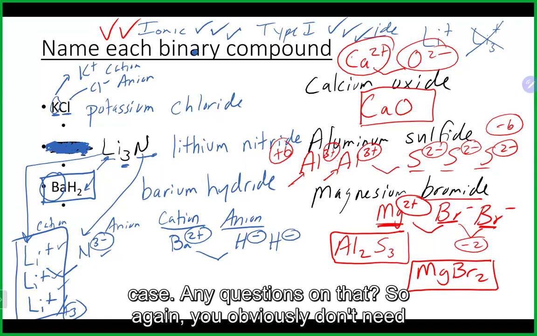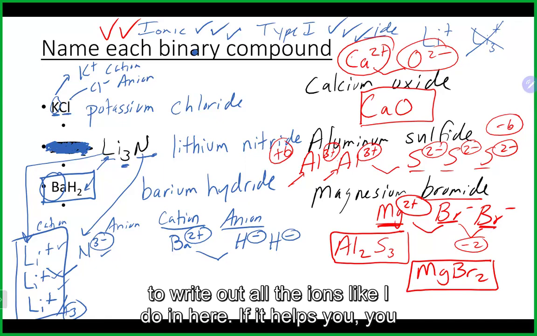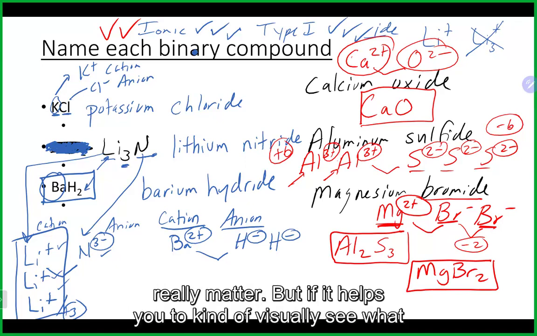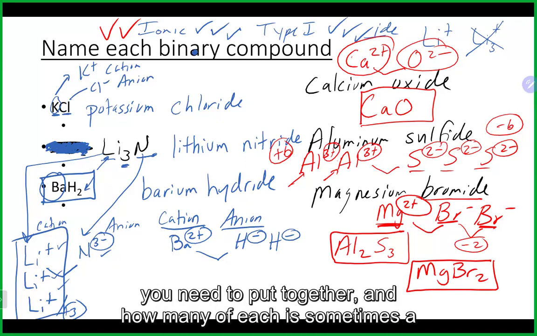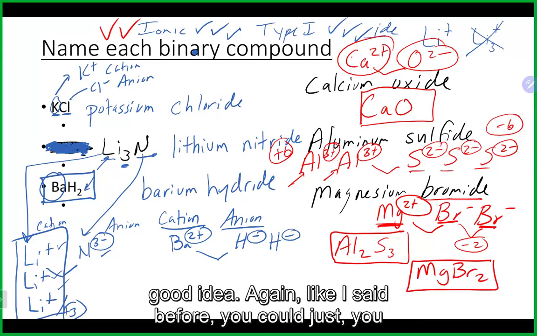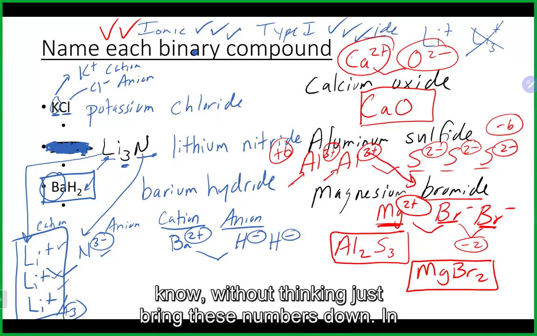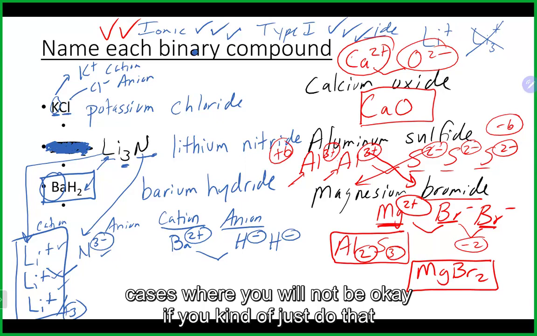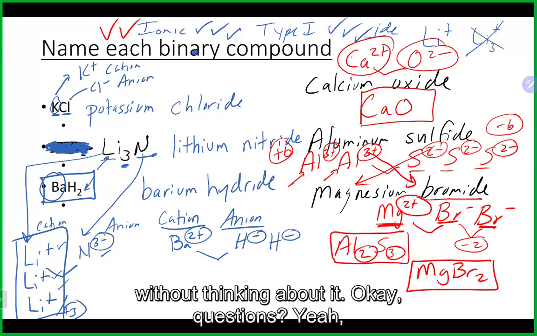Any questions on that? So again, you obviously don't need to write out all the ions like I'm doing here. If it helps you, you should definitely do it. It doesn't really matter. But if it helps you to visually see what you need to put together and how many of each, it's sometimes a good idea. Again, like I said before, you could just, without thinking, bring these numbers down. And in this case, you'd be okay. But there will be several cases where you will not be okay if you just do that without thinking about it. Okay. Questions?